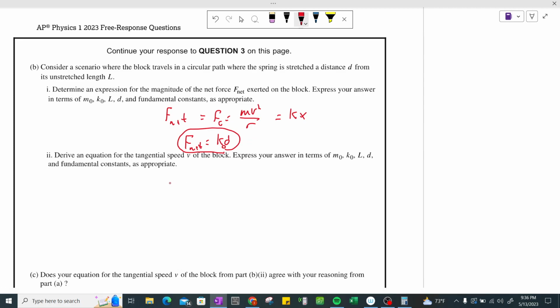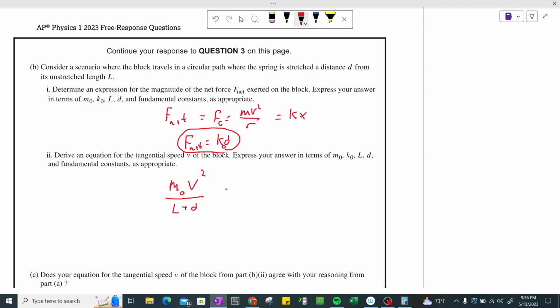Okay, equation for the tangential speed of the block. So now we're going to use that second part. So I could say m naught v squared over r. And my r here is actually the radius of both, the L plus d. The reason is that's the actual radius of rotation. That's the size of circle it makes.